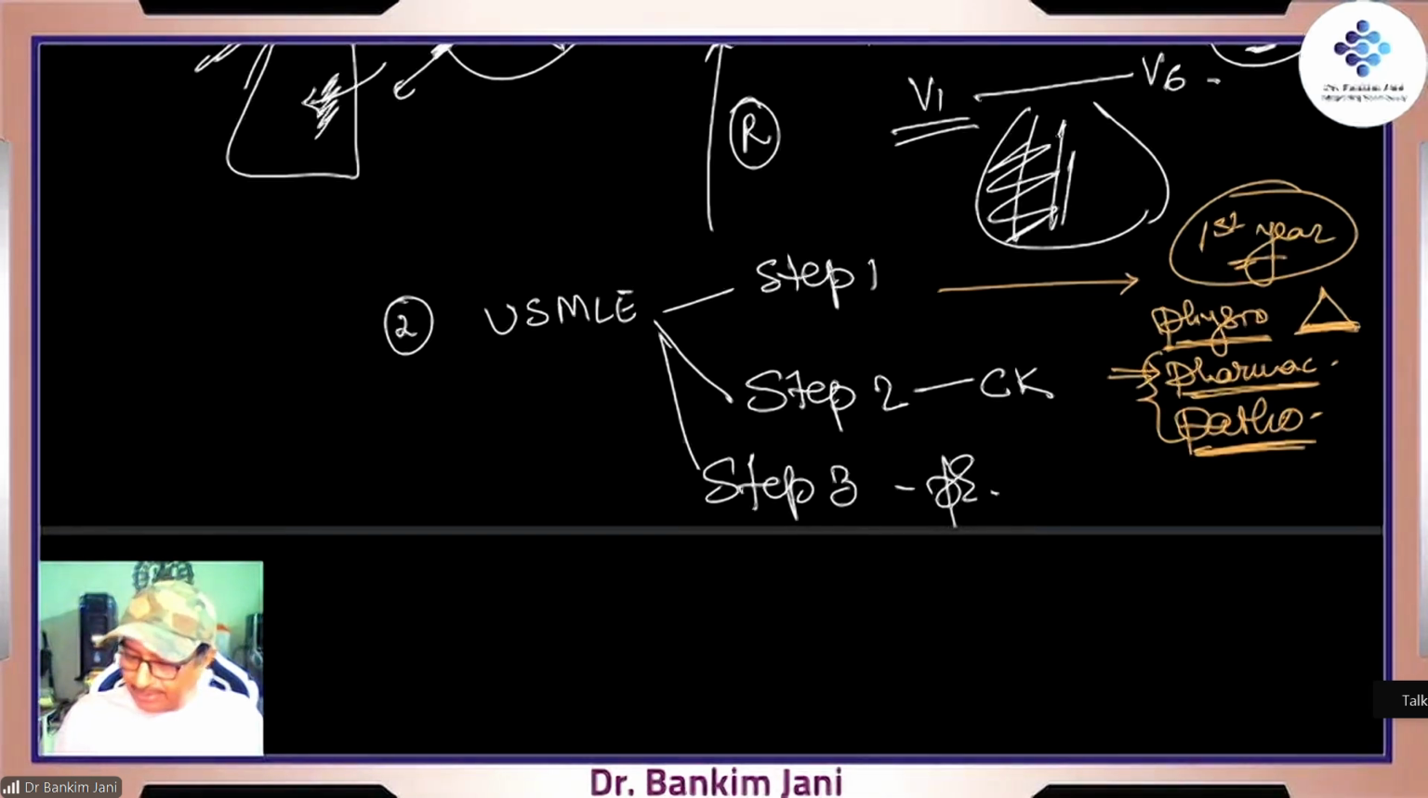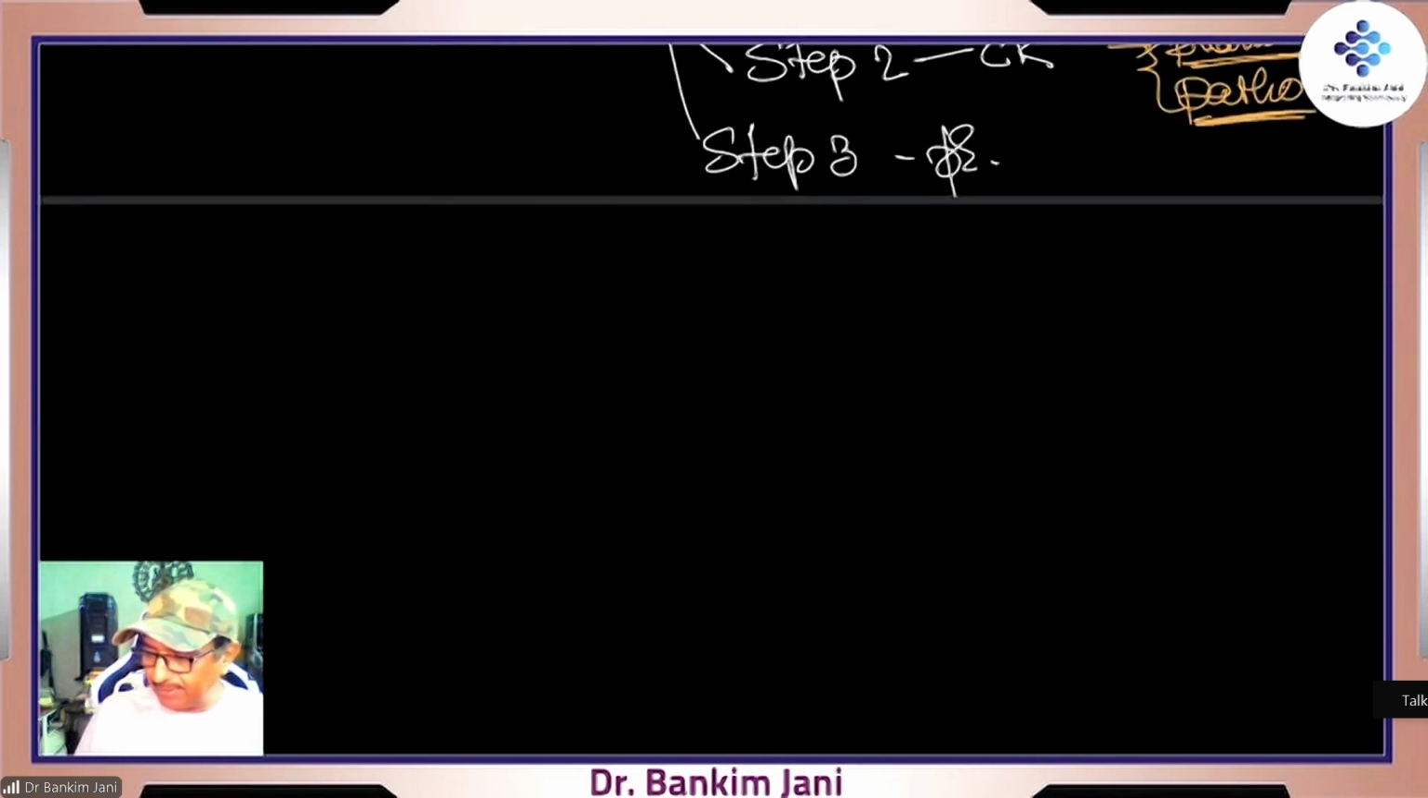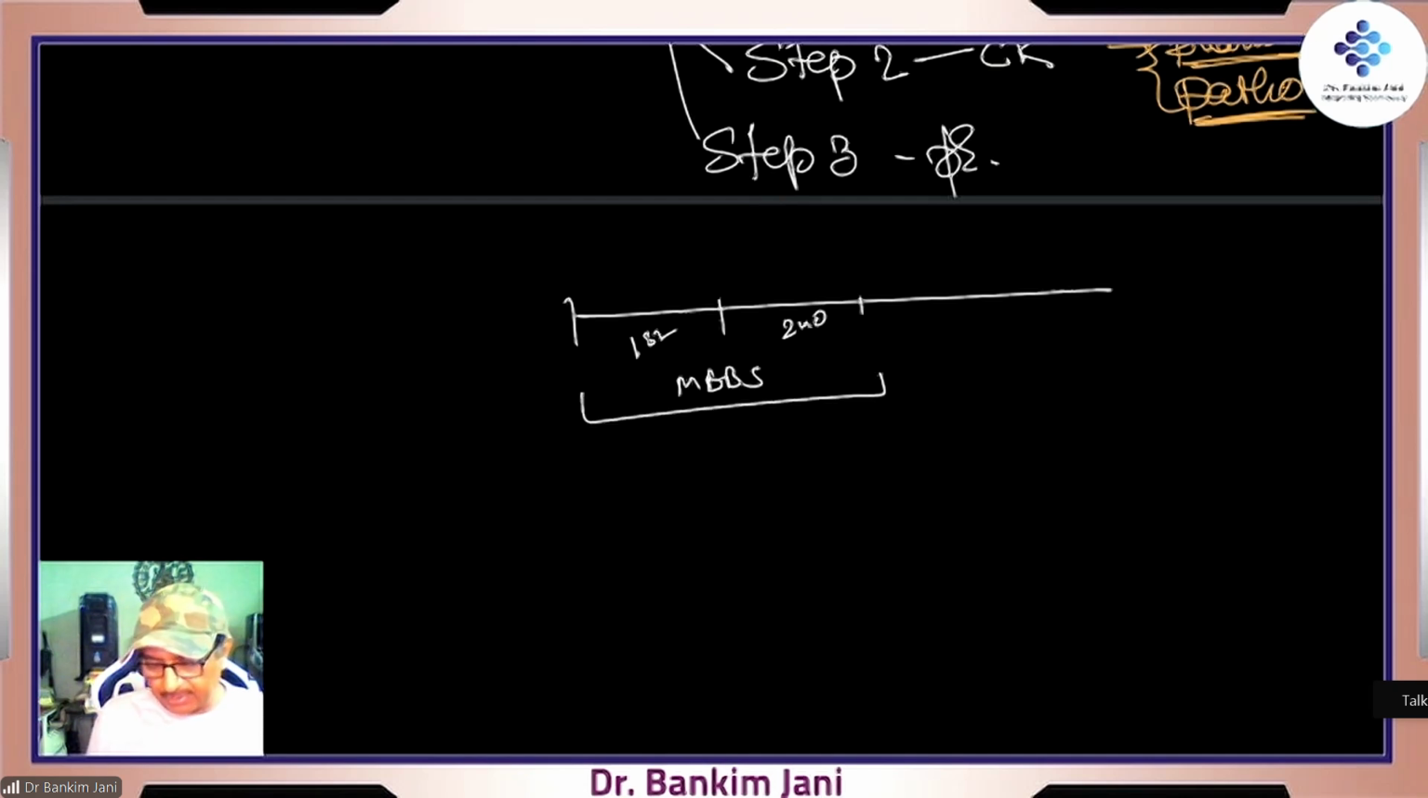Right? So that's the reason that anatomy, physiology, and biochemistry are in part one, that is the first year. And in the second year, there is pharmac and patho. So the normal pattern is that by the time you complete your second year of MBBS, this is your first MBBS, this is your second MBBS, and if you have completed this with very proper understanding, then yes, this would be the correct time when you can appear for step 1 of USMLE.